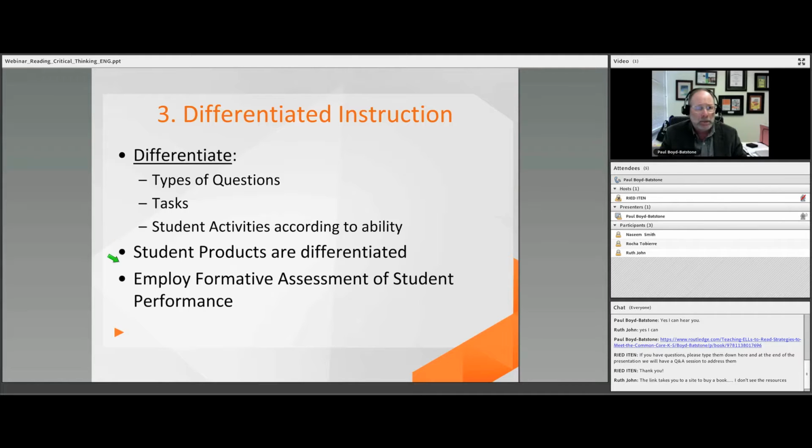And then differentiation in instruction. Differentiated instruction employs formative assessment of student performance. That's where those performance level descriptors are so helpful, because I can evaluate what kind of performance is going on, where do I need to go next. And I can adjust those assessments to the task itself. And I'll show an example of that in a moment.